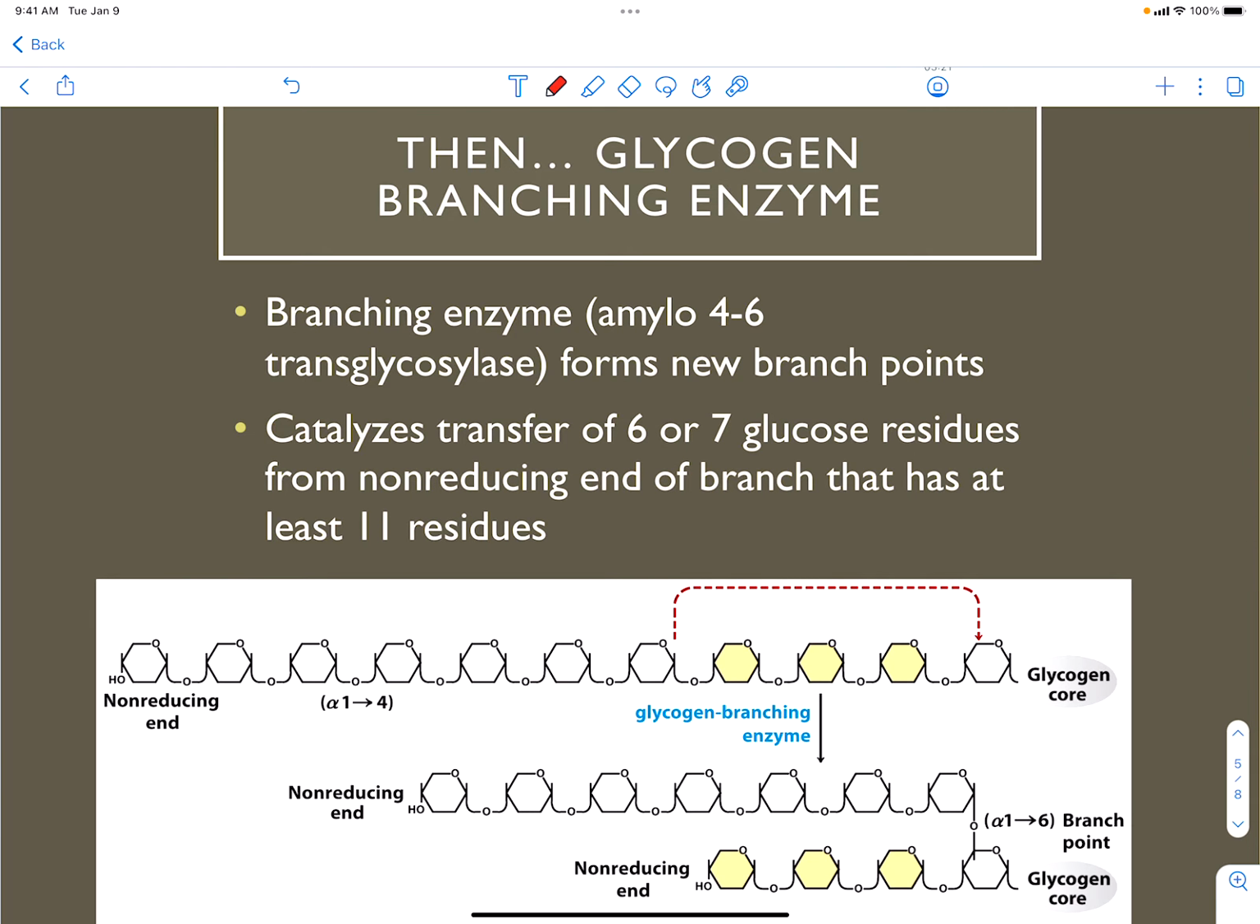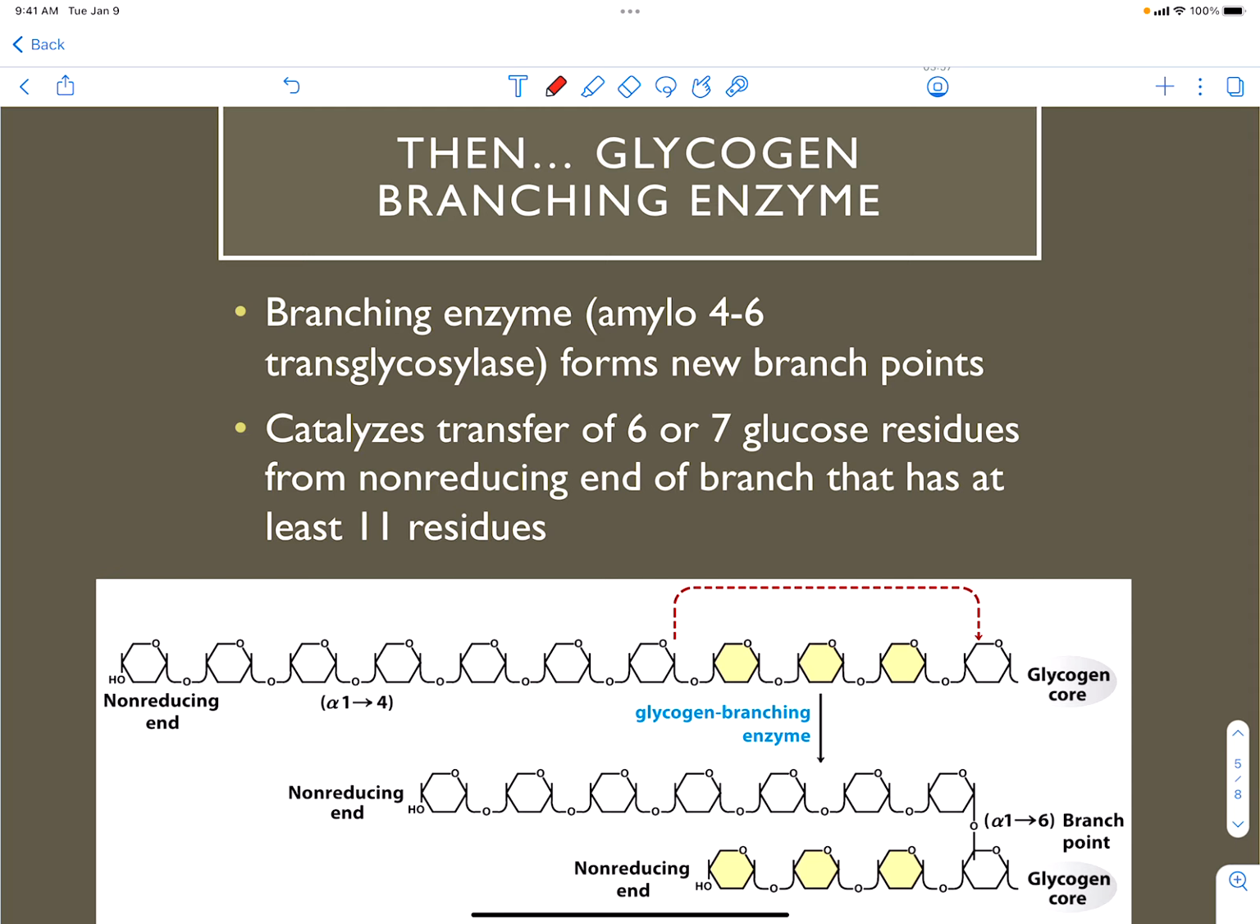Now, as you add glucose units, they get long. And so in order to have more non-reducing ends to build this molecule, you have to branch. And so the branching enzyme is amylo-4,6 transglycosylase. So basically you're going to make an alpha 4,6 bond. And so we know the structure of glucose, and glucose has that 4 carbon, that's the non-reducing end, and also has that 6 carbon. And so those are going to link to form the 4,6 bond.